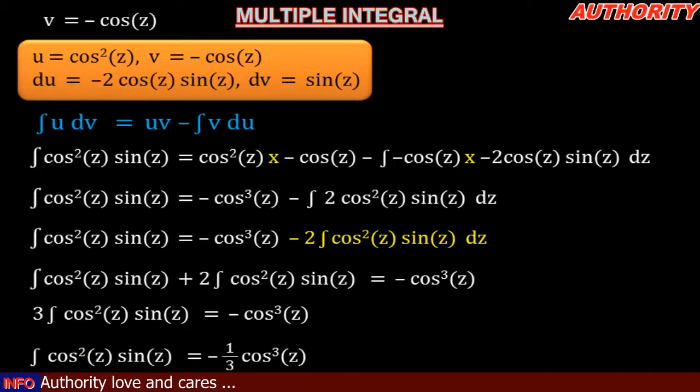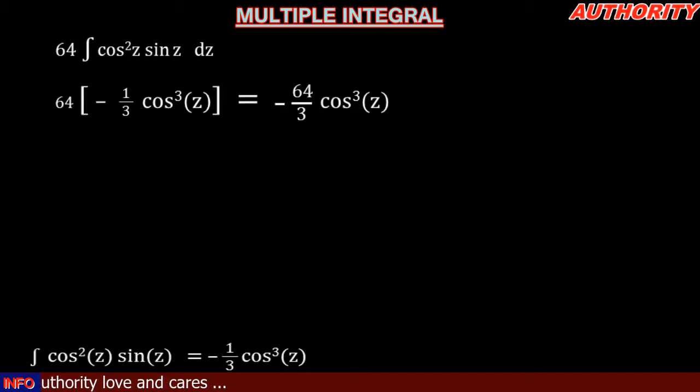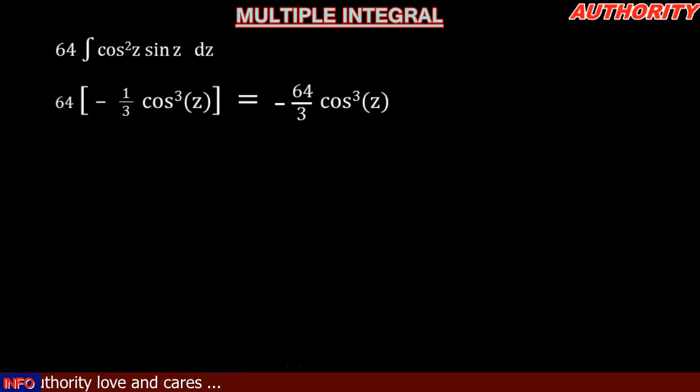And then we discover that we have 64 the integral of cos squared z sine z dz, right? So here it gives us 64 open bracket minus 1 over 3 cos cube z, which is the same as minus 64 all over 3 cos cube z. All right, yes. Now let's go.